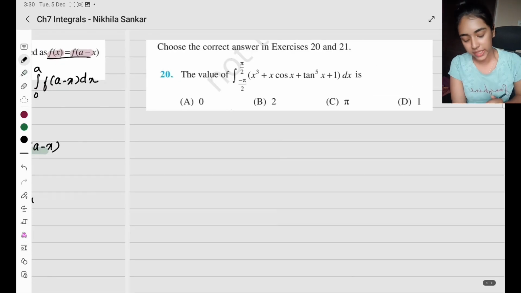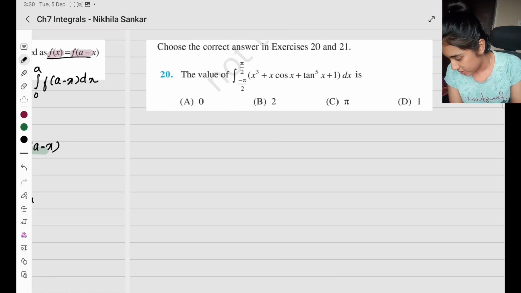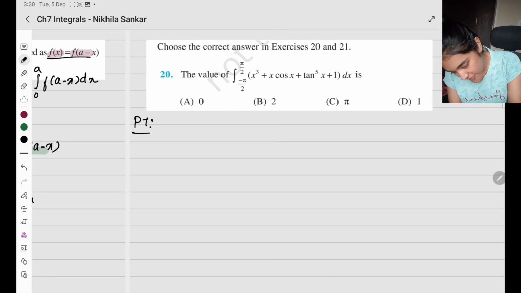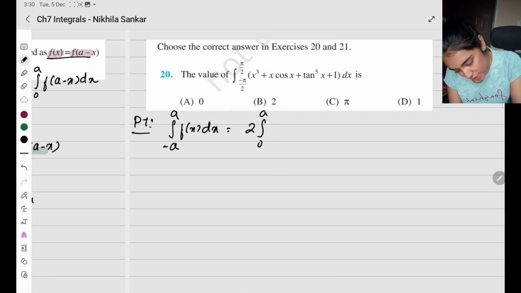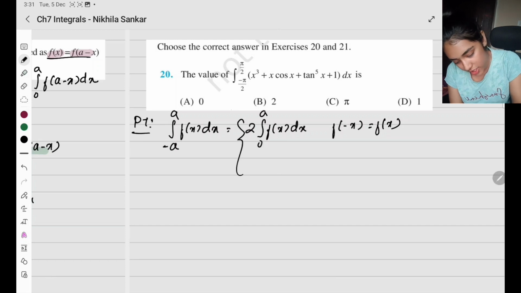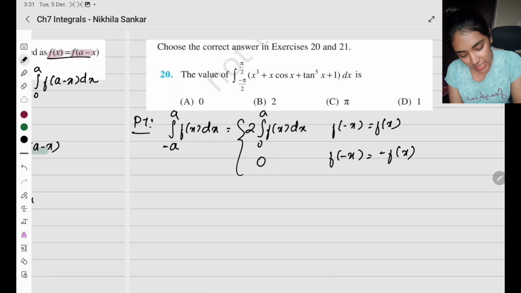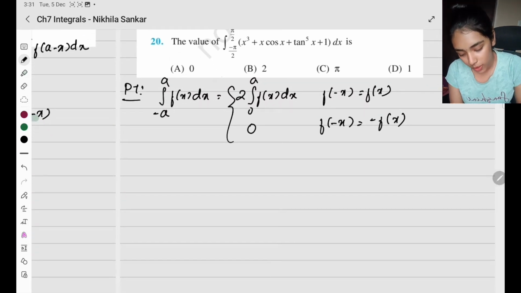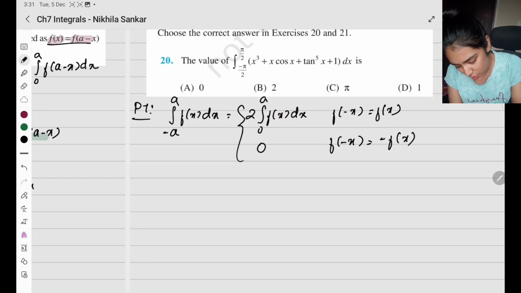Question number 20. So I have a negative integral. So what property do we know? We know that the last property, property number 7, is integral minus a to a of f of x dx is going to be 2 times integral 0 to a f of x dx if f of minus x equals f of x, an even function, and 0 if f of minus x equals minus f of x. Okay, now what functions do we have? So I have basically the integral, I'm going to split it like this.